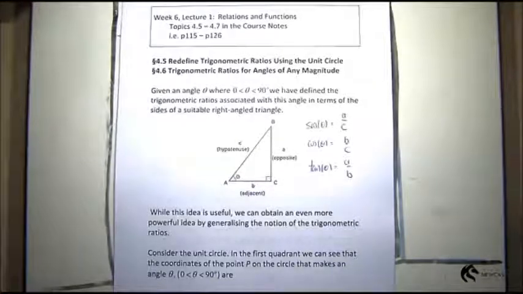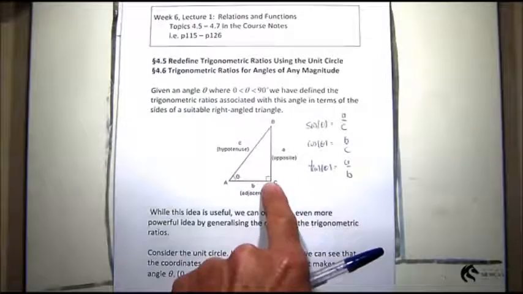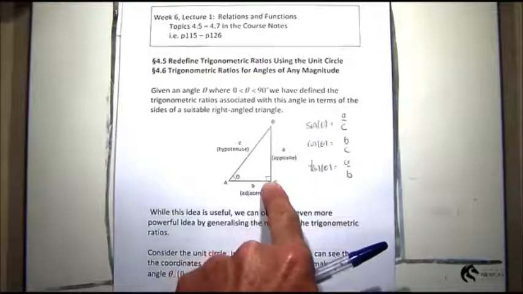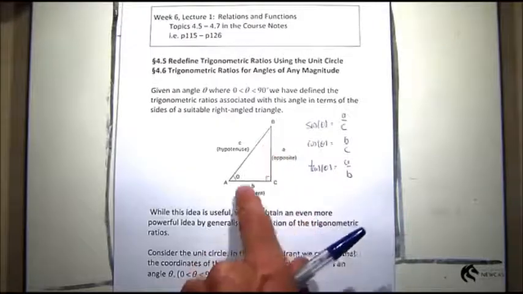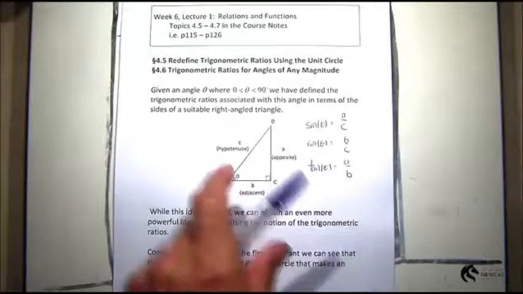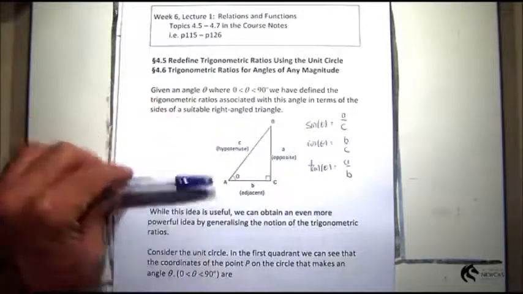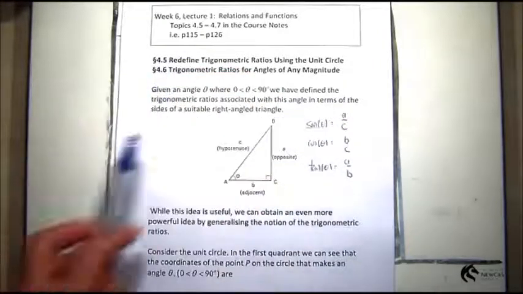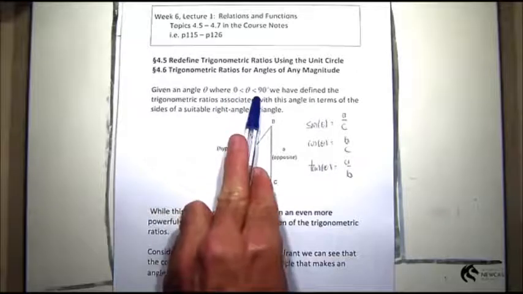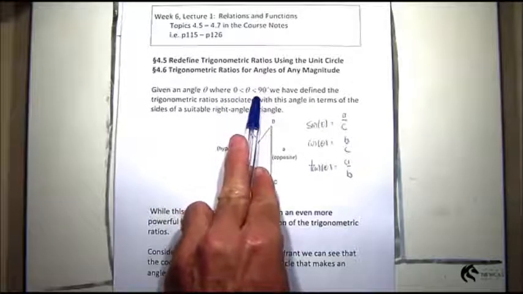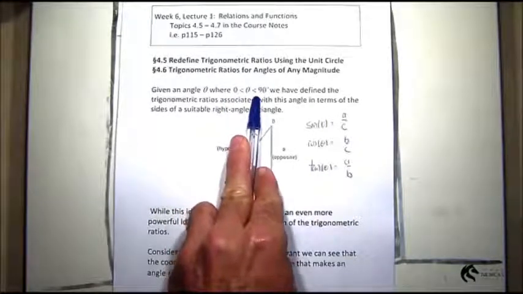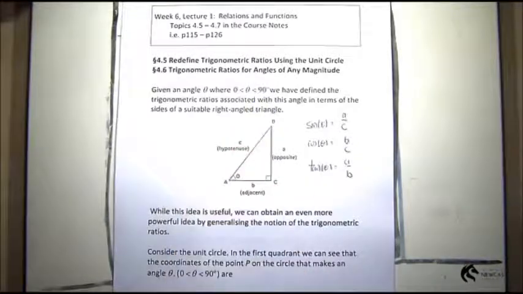So, clearly if I have a right-angled triangle, so I've got 90 degrees here, and the sum of the angles in a triangle is 180, these remaining angles have to be less than 90. So as that stands, by thinking about right-angled triangles, these trig ratios only apply for angles between 0 and 90 degrees. What we want to do is to generalise that, to make things work a little bit better.